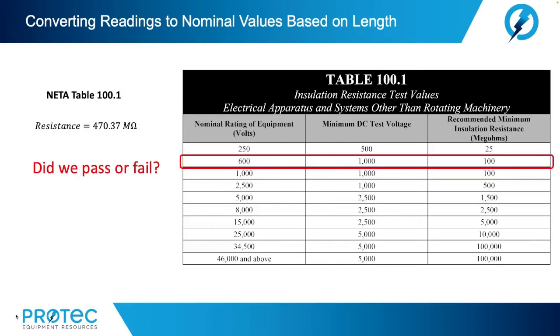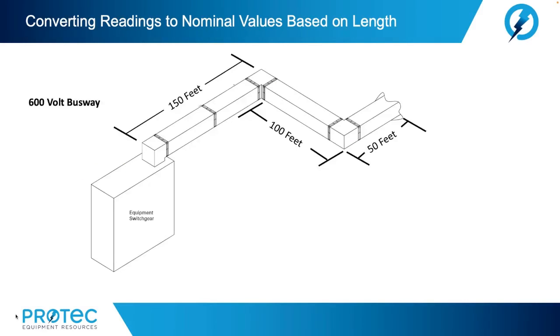So, based on table 100.1, did we pass? Is this busway section good? Or did we fail? Type into the chat. What do you think? Is it a pass? Is it a fail? Or do we not have enough information to know yet? Type into the chat what you think. All right, let's move on.